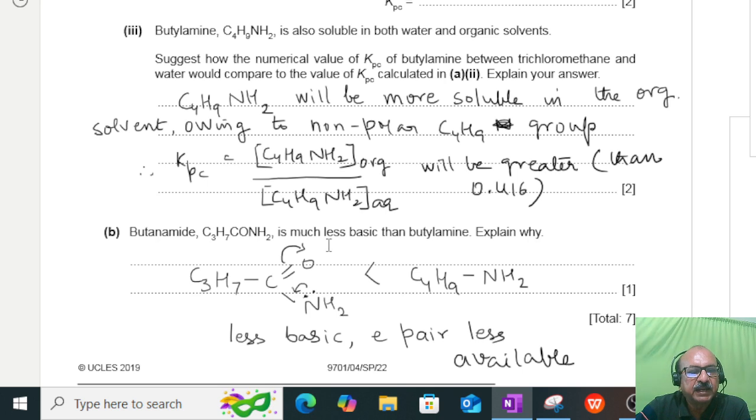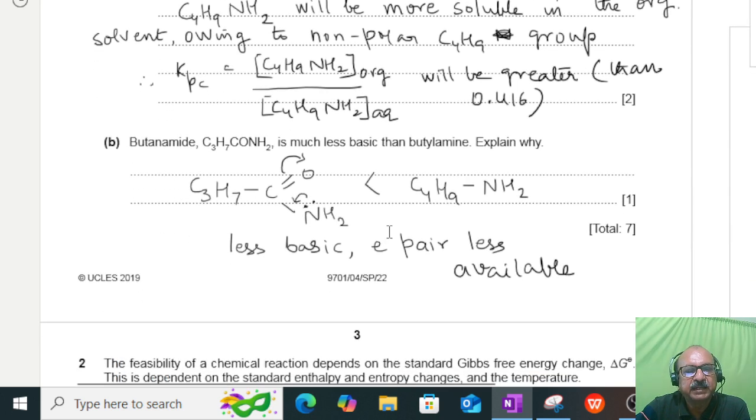Now butanamide is much less basic than butylamine. Explain why. Butanamide has the formula C3H7CONH2, and the lone pair of electrons on the nitrogen is pulled away by the electronegative oxygen. Therefore this electron pair will be less available on the nitrogen in comparison to the simple butylamine, where there is no C=O group, and therefore this would be less basic than butylamine. So that's the answer. I hope you understood this.